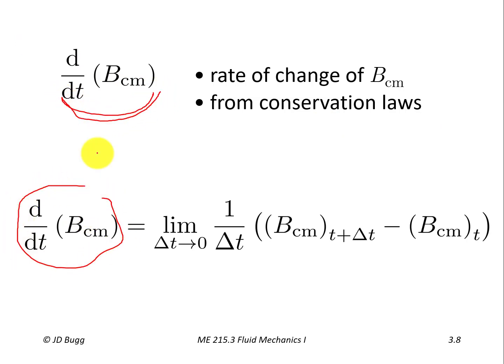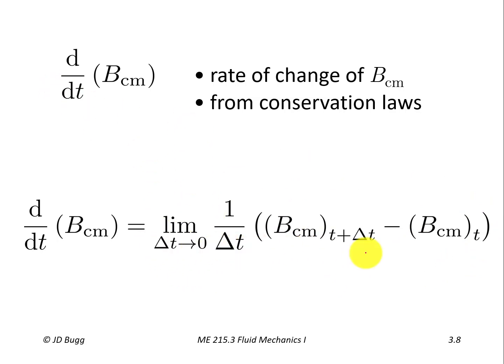So notice this is exactly the same as that, just repeating that there. So a derivative of any quantity is defined as the limit as delta t goes to 0. In this case it's delta t because we're differentiating with respect to time. So the limit as delta t goes to 0 of 1 over delta t of the change in that quantity over this time delta t. So that's our definition of a derivative.